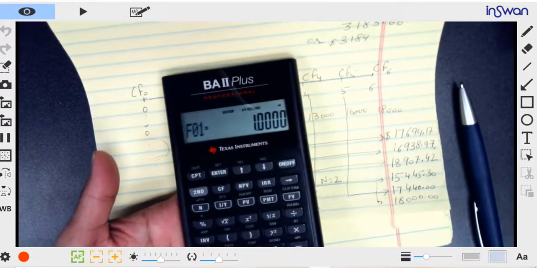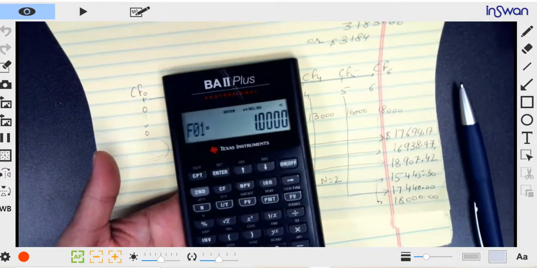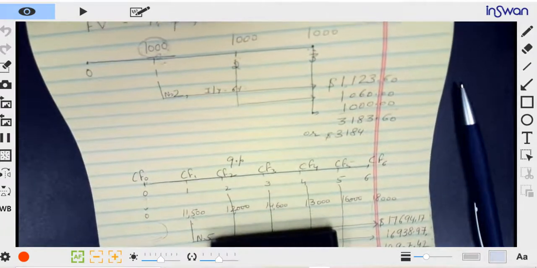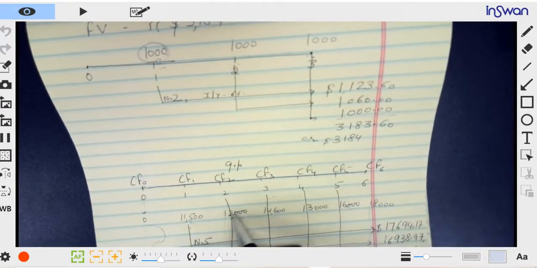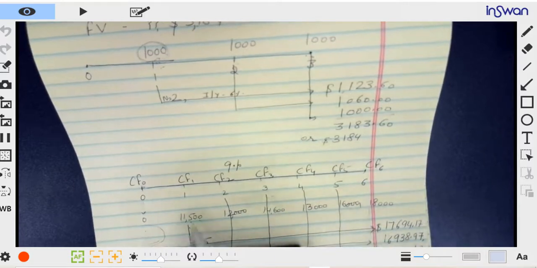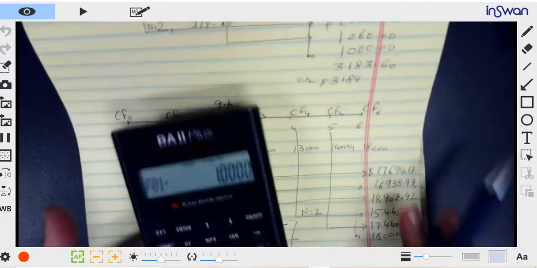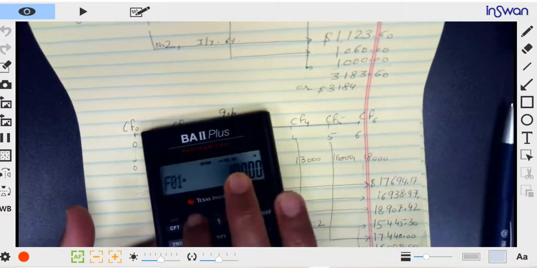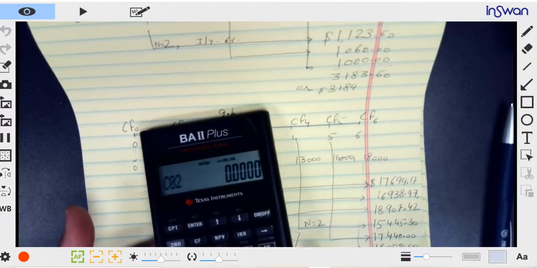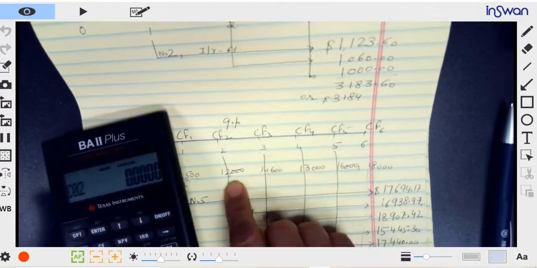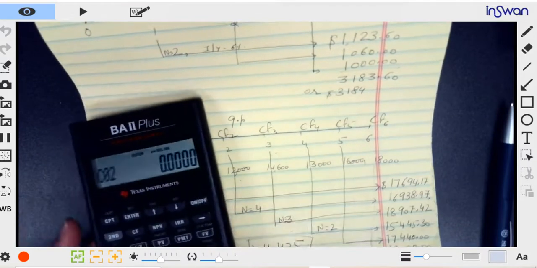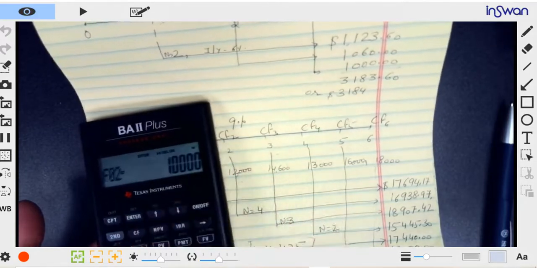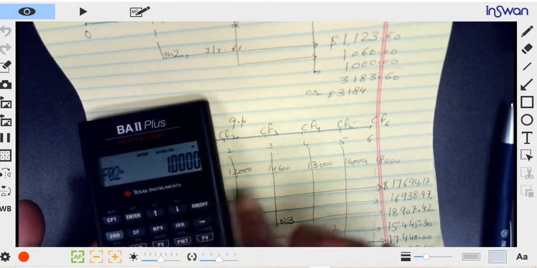Now this is asking for F. F here stands for frequency. So how many times is this 11,500 being repeated here? The next values are not the same. Since it is not the same, the frequency of 11,500 is just 1. Enter this frequency, down arrow key. It is asking for the second year's cash flow, which is $12,000 here. Enter, down arrow key. The frequency for the second year's cash flow is also 1.